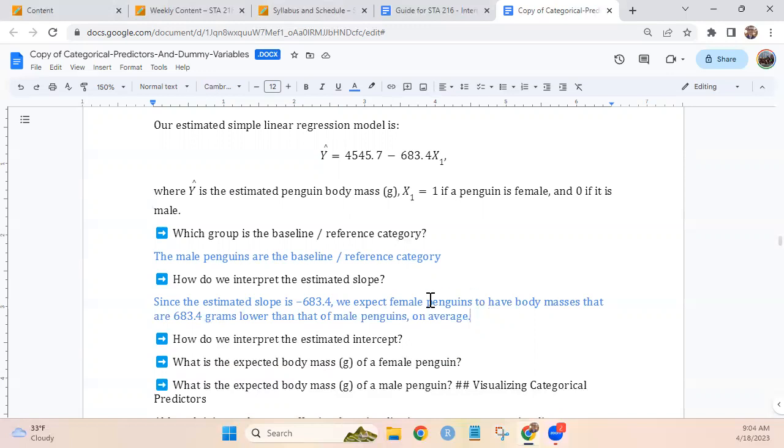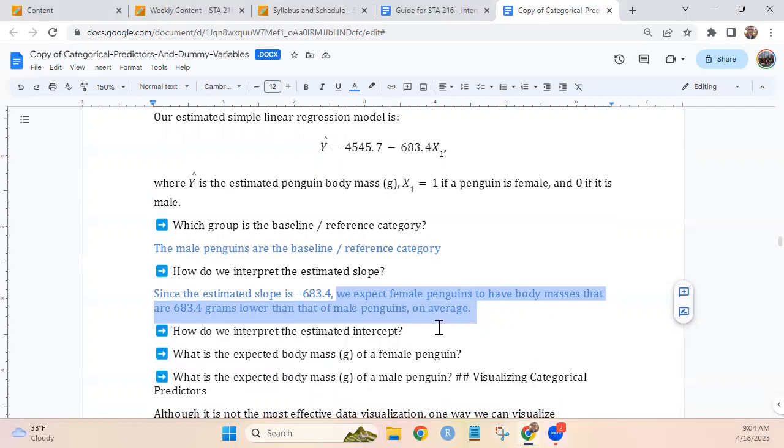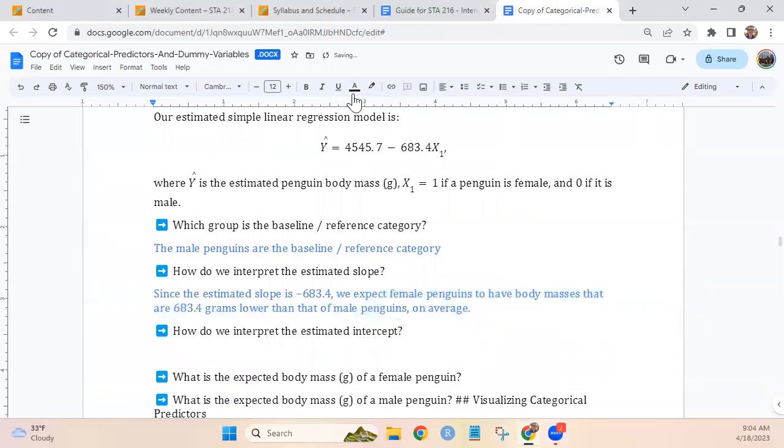So whenever you have categorical predictors, how you interpret the slopes for the dummy variables is always in comparison to the reference category. In this case, we expect female penguins to be this much lower than the baseline group, males. So the intercept is always setting all the predictors to 0, and then that's our expected value. If x1 is 0, y hat, the expected value, is this.